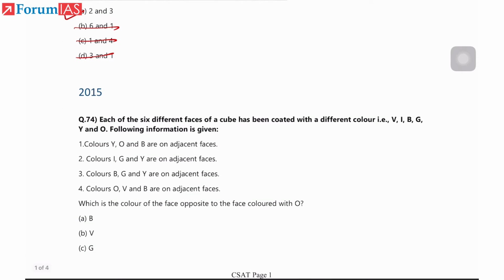Let's go to the next question. See, it says each of the following different faces of a cube have been coated with different colors. So these are the colors that have been given. Now in the first we have YOB, and Y and B are common here. So if I write YOB, what it means is O and G are opposite to each other. From this combination itself, we get the first answer. Which is the color opposite to the face colored with O? It will be G. The answer is G.